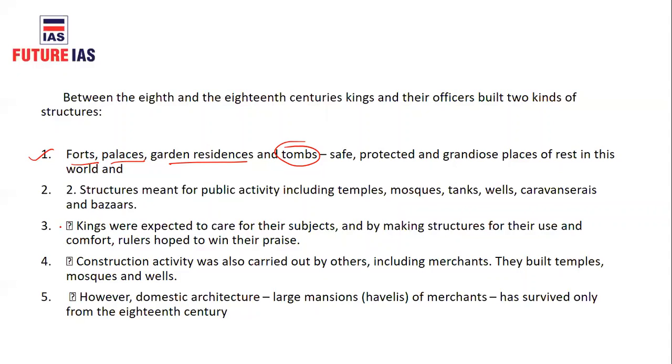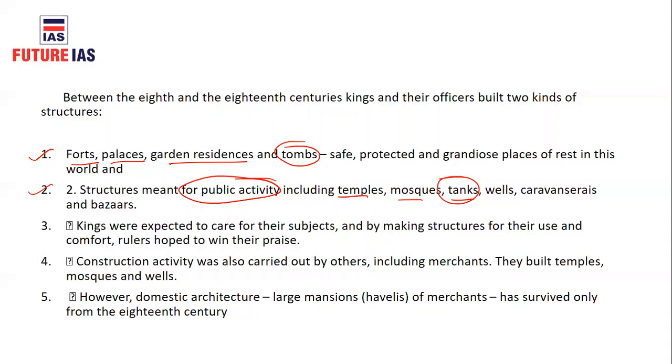And there are other places meant for public activities. The public activities may be like performing puja, offering certain sacrifices. Those places may be temples, mosques, tanks which may have certain sacred values, wells, etc. You may also have bazaars where public activities may be performed.